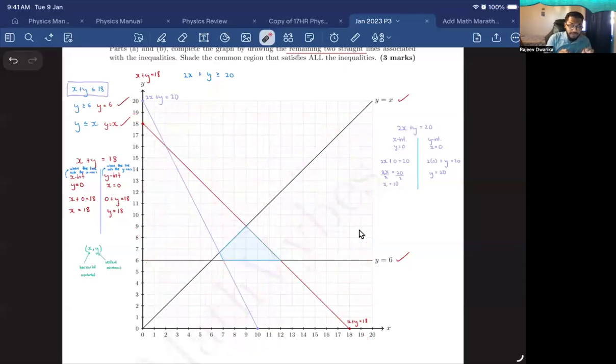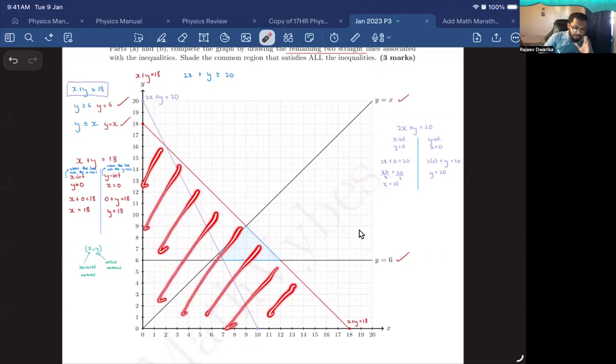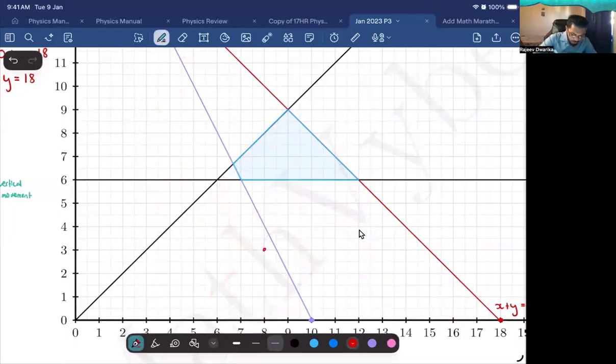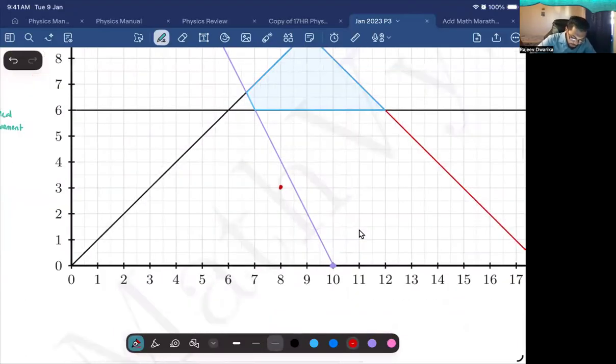So you're going to pick a point in either region. Let's just say we pick a point in this region. Pick a point in that region for me. 8 and 3. Now, if you pick 8, comma 3, what would x be and what would y be? X would be 8 and y would be 3.